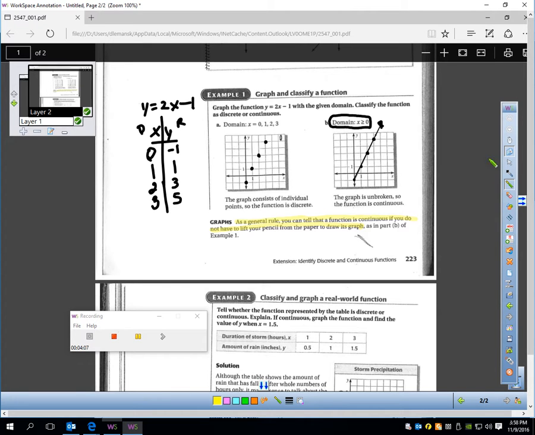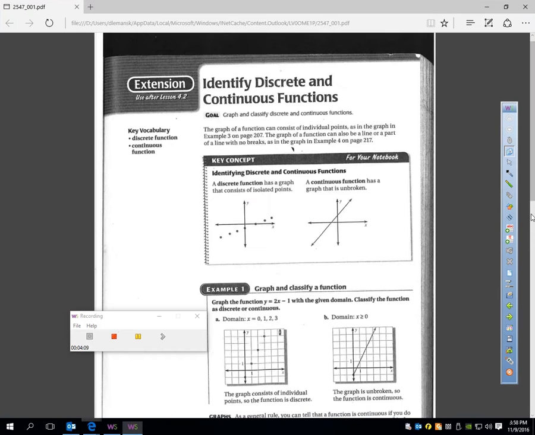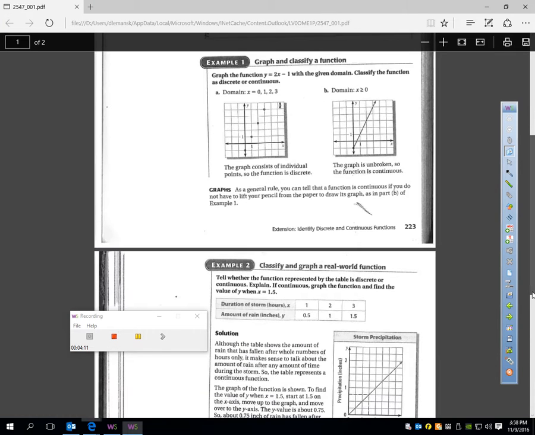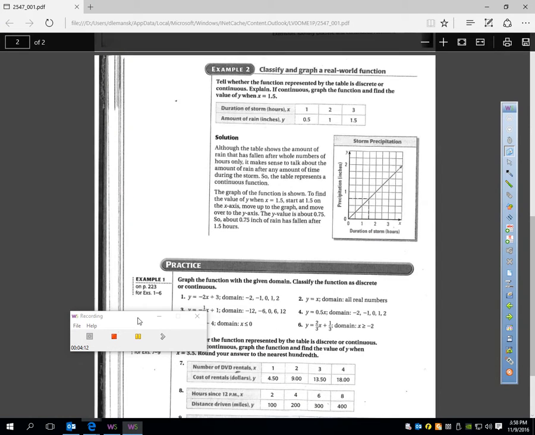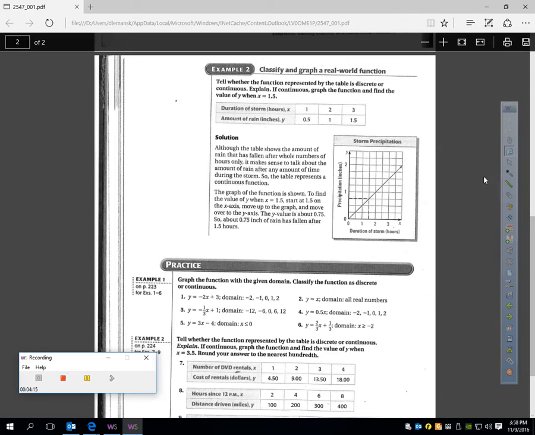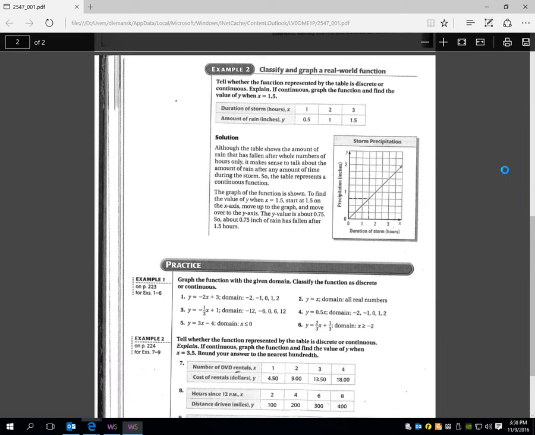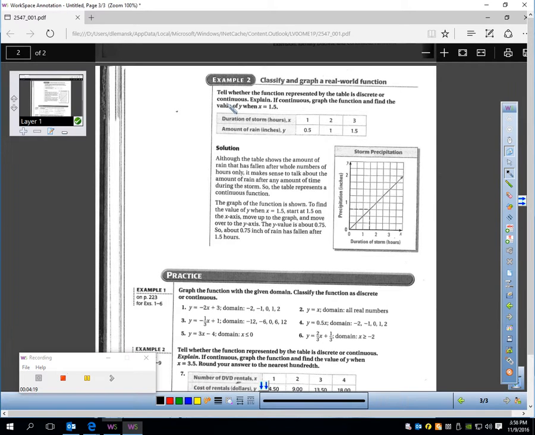We also have, go down to here, real-world situations that can pop up that can either be continuous or discrete. Let's look at this example. Tell whether the function represented by the table is discrete or continuous. Explain. If it is continuous, graph it and find the value of y when x is 1.5.